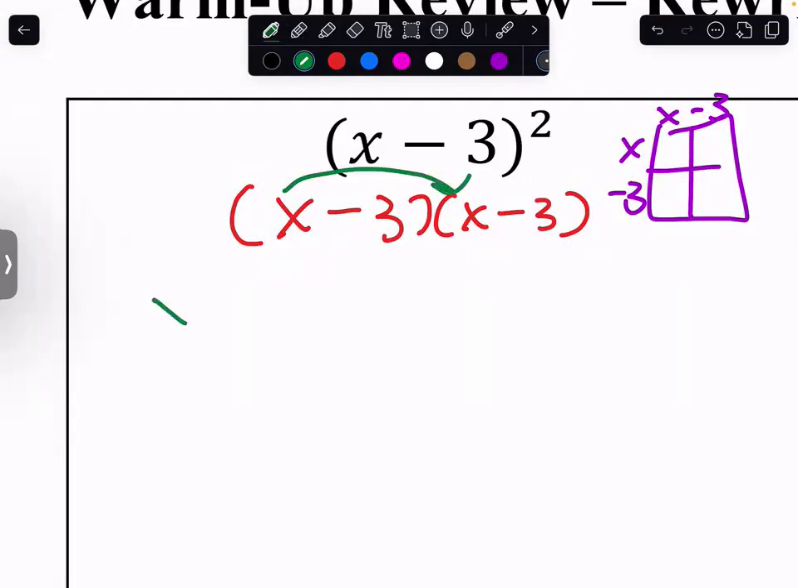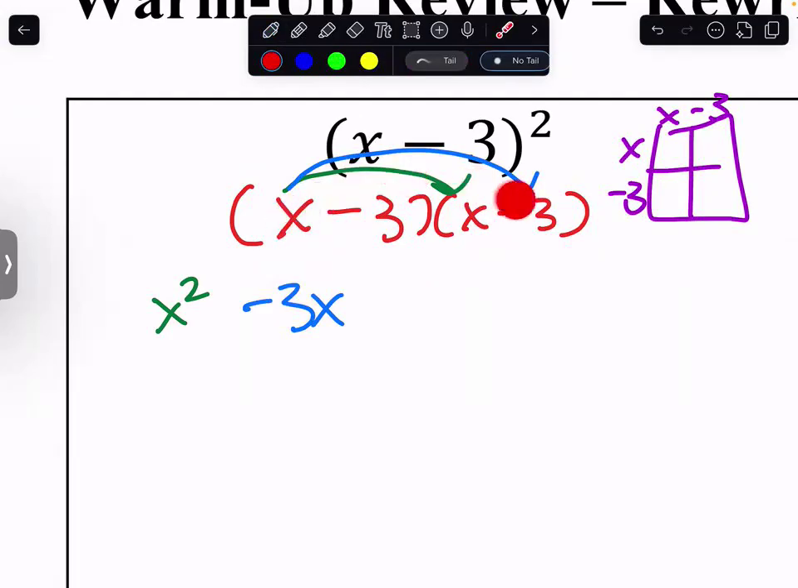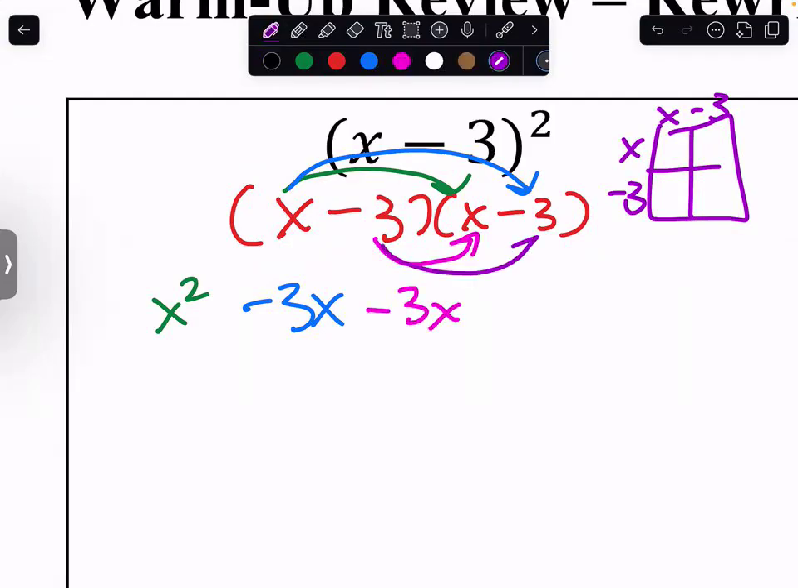Okay, so x times x, x squared. X times negative 3 is minus 3x. Okay, so now this first x is done. It's already paired with everything over here. So we move on to the negative 3 times x is negative 3x. And negative 3 times negative 3 is plus 9. Okay, so x squared, and then these two in the middle combined, they're like terms. Negative 3x minus another 3x takes us to negative 6x.